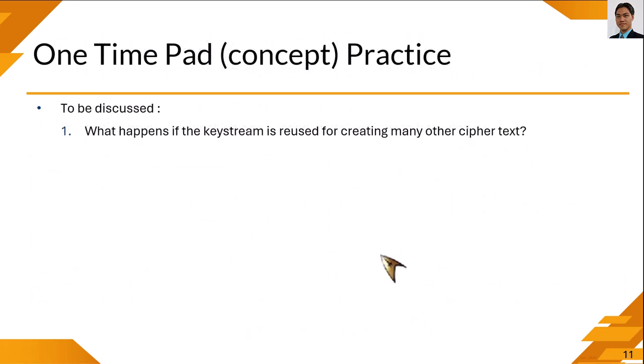So that is the example of one-time pad concept practice. For your own active understanding, I ask you to discuss or try to find out what happens if the key stream is reused for creating many other ciphertexts again and again and again.